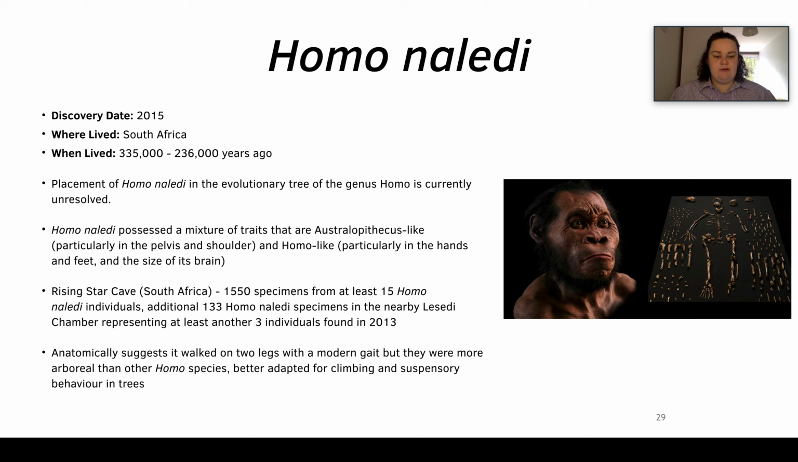And anatomically, it suggests that it walked on 2 legs, so it was bipedal, with a human gait. However, they were more arboreal than other Homo species, so they were better adapted for climbing and suspensory behaviour in the trees. And Professor Stringer, a human origins researcher at the Natural History Museum, says that Homo naledi is a really young species that shouldn't display these primitive characteristics. He states that these Australopithecus characteristics were found in fossils around 2 million years old. When compared to this, it's weird that it shows both of those traits.